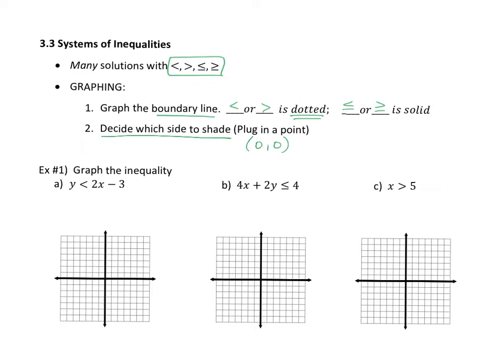When you plug in your point, if it's true, maybe you want to make a little note of this. If true, you're going to shade. So let's say we're plugging in 0, 0. If it's true, you're going to shade the 0, 0 side of your line. If it's false, you're going to shade the other side of the line. Okay. And that'll make more sense when I actually do it for you, which we're going to do right now.